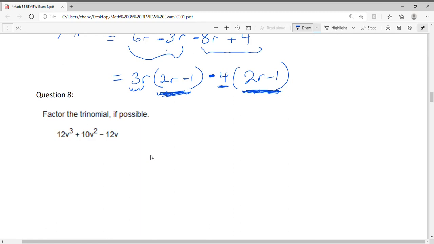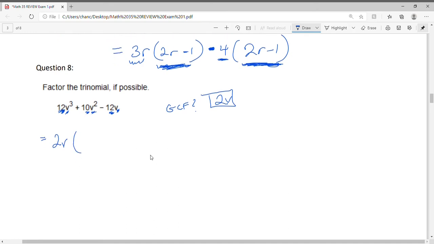Question number 8, we want to factor the trinomial if possible. Again, I want to look for the GCF. Is there a GCF? This is a 12, this is a 10, this is a 12. So there's a common factor of 2 in all of the terms, and they also contain a v. So the GCF is 2v, and so I'll start by taking out 2v to the front of each of the terms.